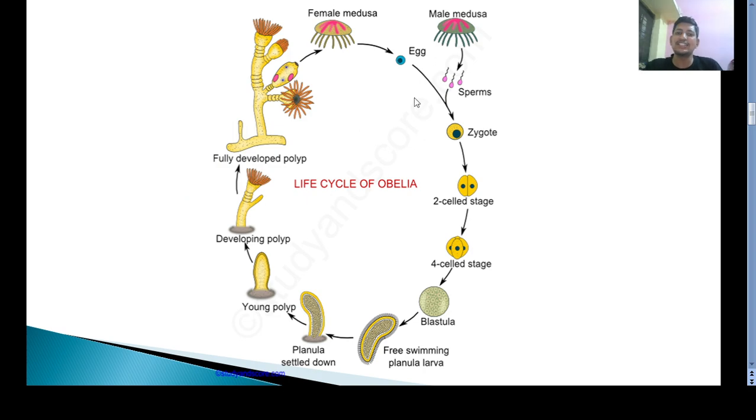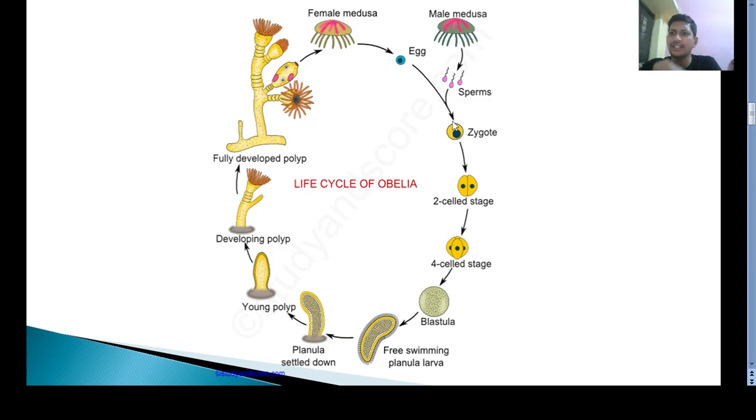You can see this picture. This is an Obelia colony, and through asexual reproduction it produces the female medusa and male medusa. The male medusa produces the sperms, you can see the diagram, and the female medusa produces the egg or ovum. Now the sperm fuses with the egg and they form the zygote. This phenomenon is called fertilization. And dear students, the fertilization takes place in water, hence it is called external fertilization.